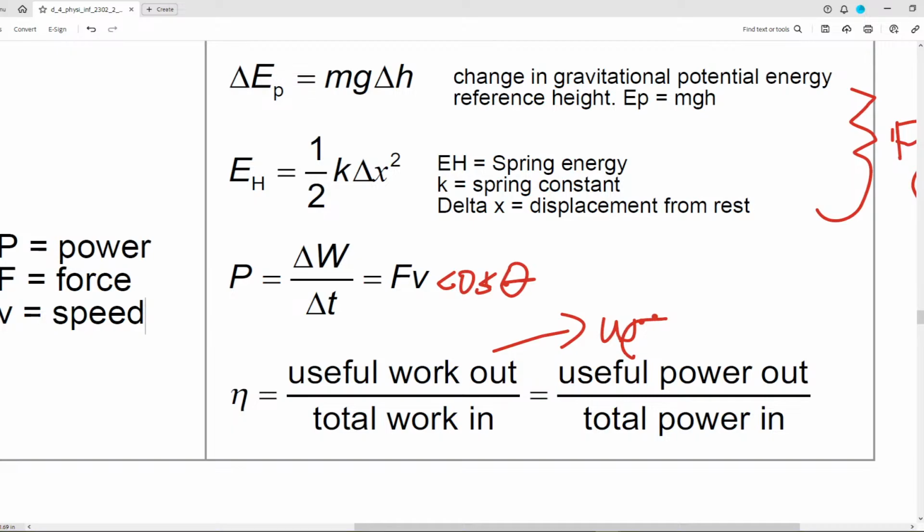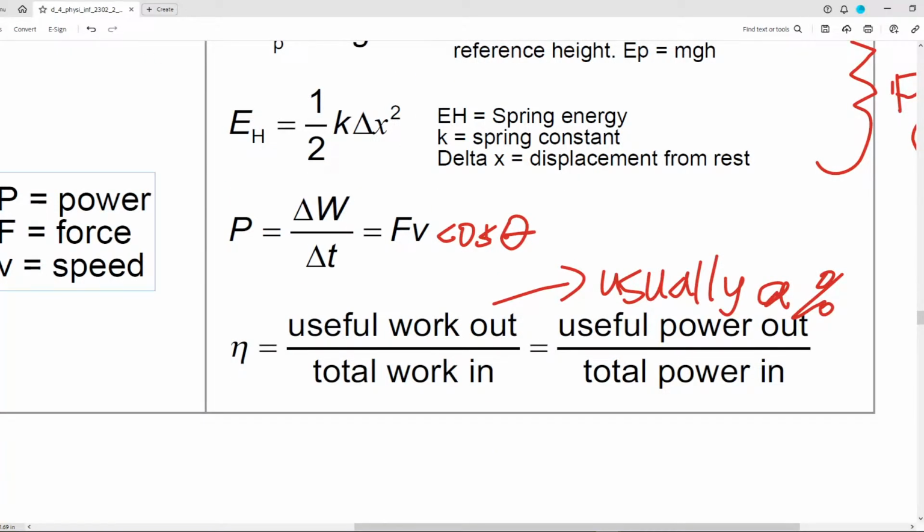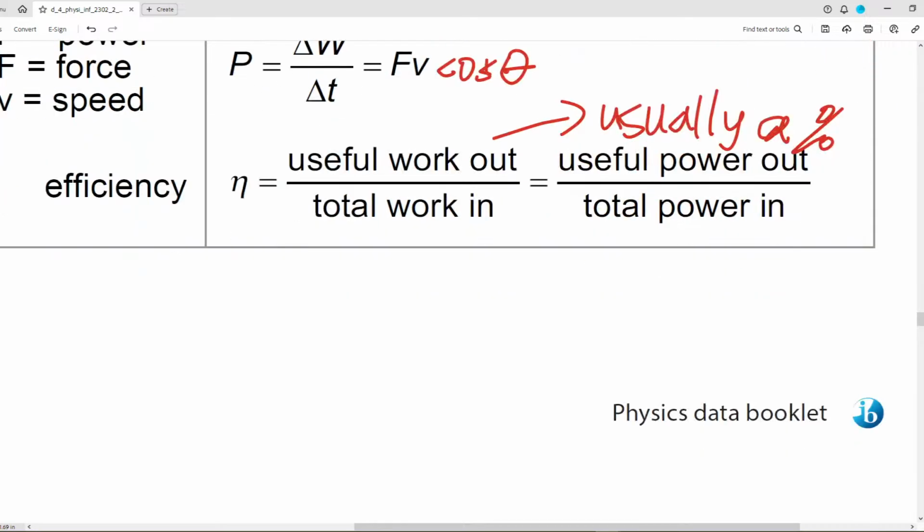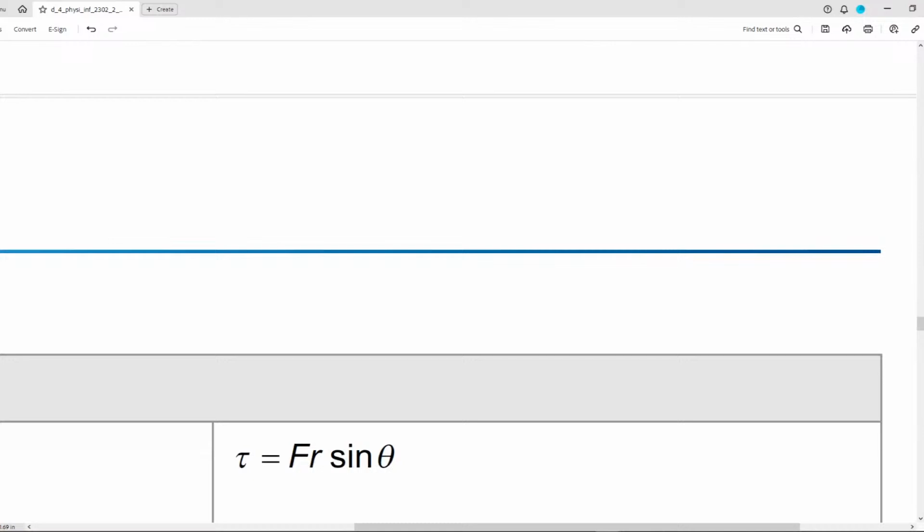Okay, it won't let me write S anymore. There we go. Usually a percent. All right, so this is, of course, efficiency. You'll see efficiency again later, but that's what it actually means. All right, that's A3. Continue on forward.